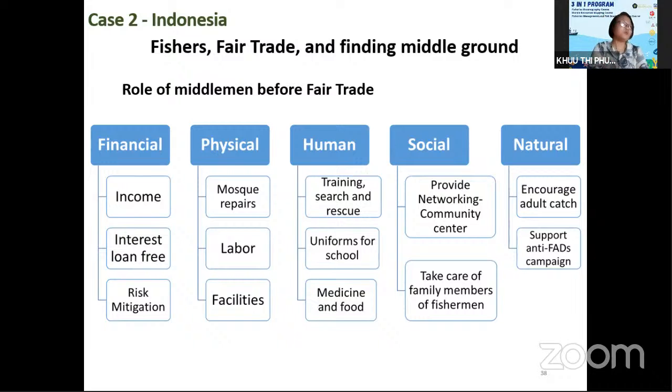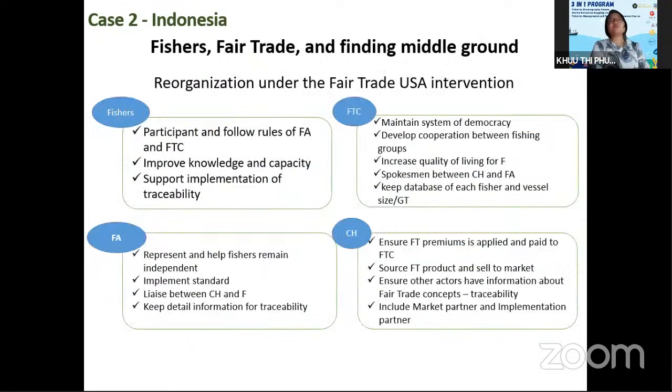Here is the role of the middleman. That's why you can see the relationship between fishermen and middlemen is very close and familiar. So it's very hard to bypass the middleman in this supply chain. And under fair trade, you can see, this is quite detailed. I will provide you the materials for fair trade, the principles of fair trade.